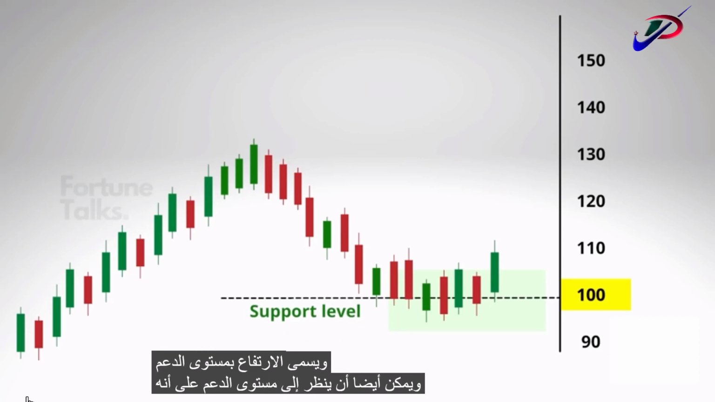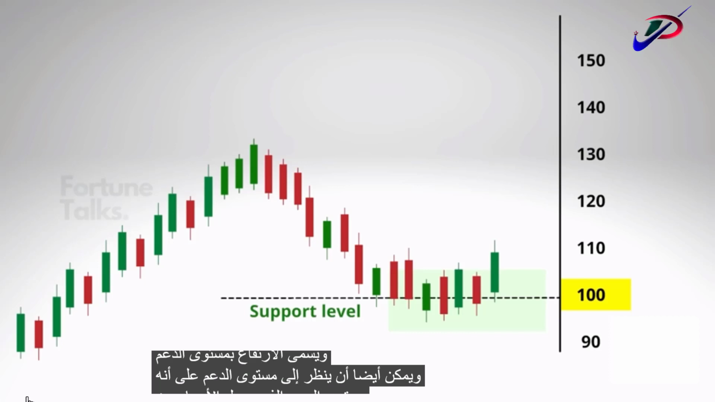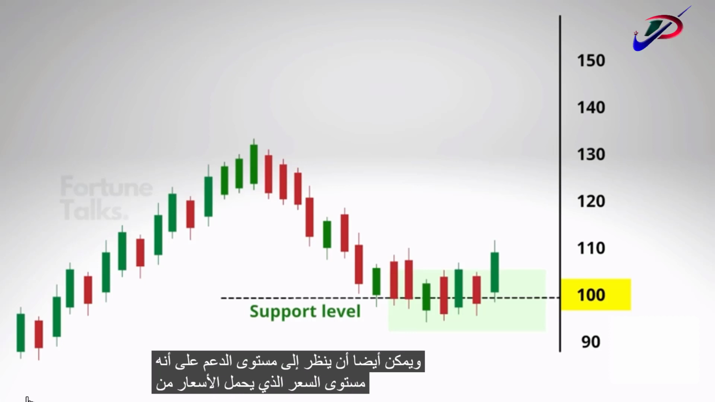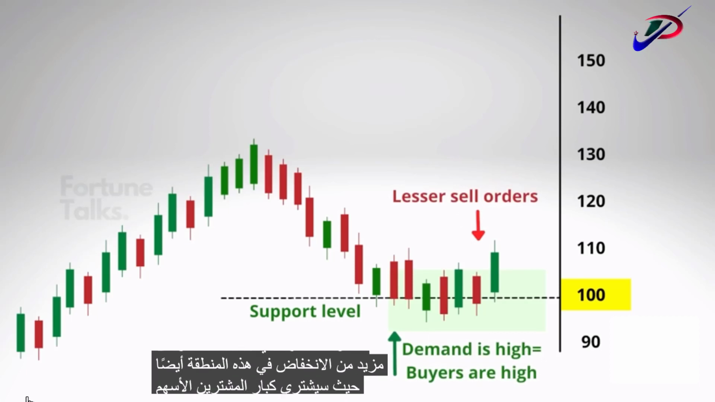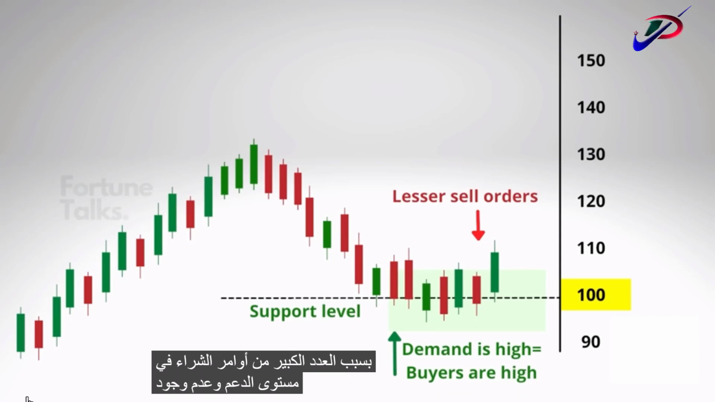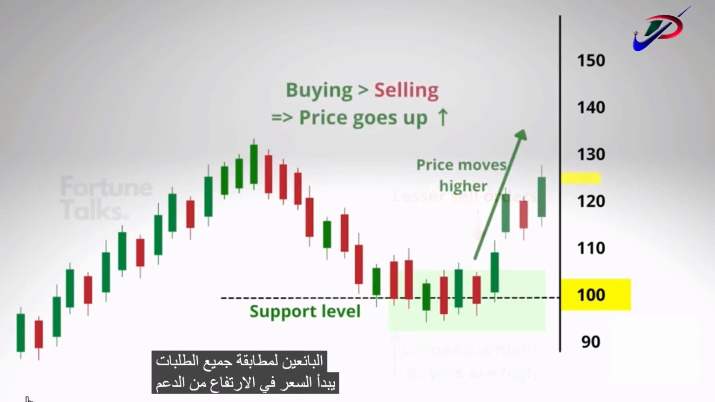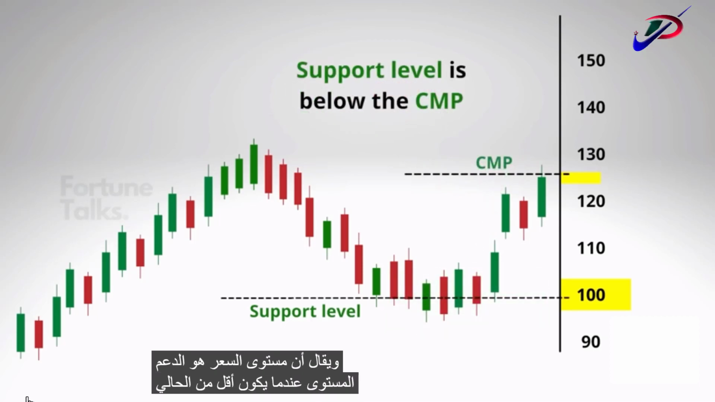The support level can also be seen as a price level which holds the prices from falling further down. It is also an area where the big buyers will buy the stock. Due to a large number of buy orders at the support level and the lack of sellers to match all the orders, the price starts rising from the support level. A price level is said to be a support level when it is below the current market price.